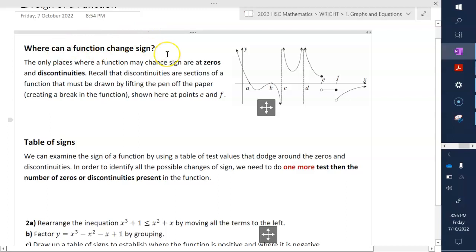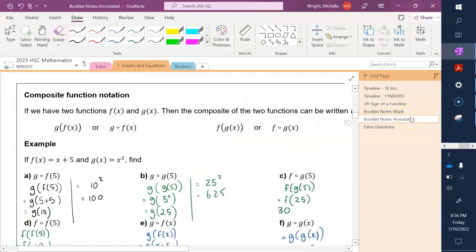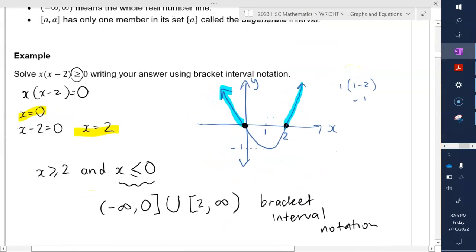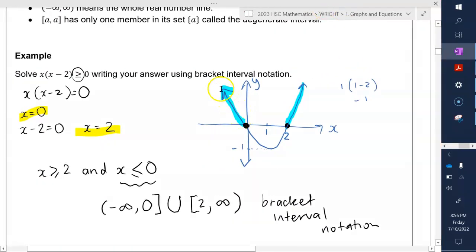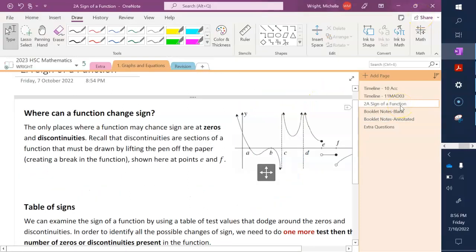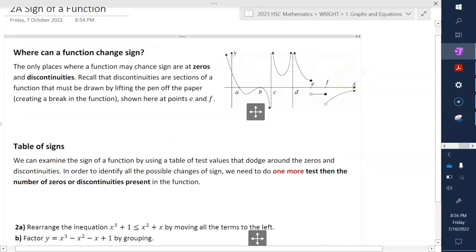Okay, where can a function change sign? If you think of our last parabola that we looked at in our notes, back up here, it was positive here, it was negative here, and it was positive here. So I'm looking at where a function can change sign. The only places where a function can change sign are where there are zeros.